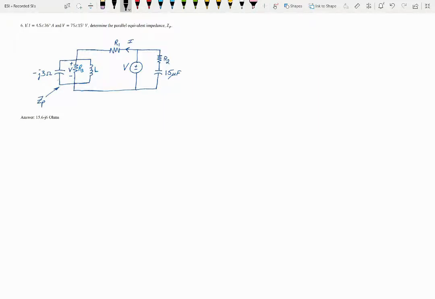Okay, let's take a look at this problem here. So this problem asks us to find the parallel equivalent impedance, ZP. And it defines ZP for us right here as that little junction of 3. Okay. I will say in advance this problem is a little tricky, so just stick with me here.